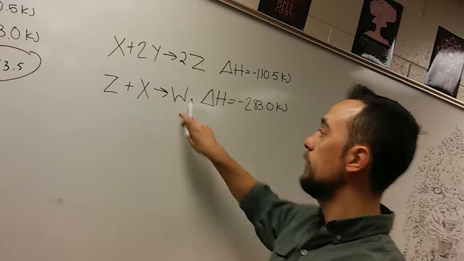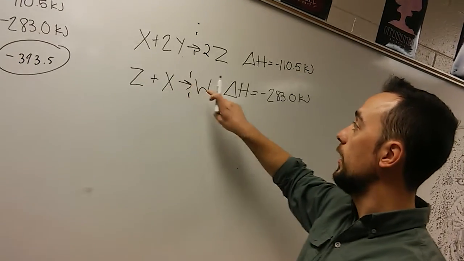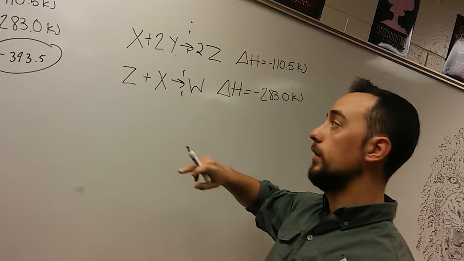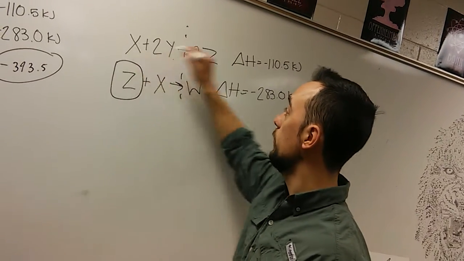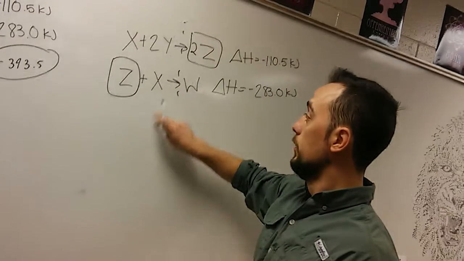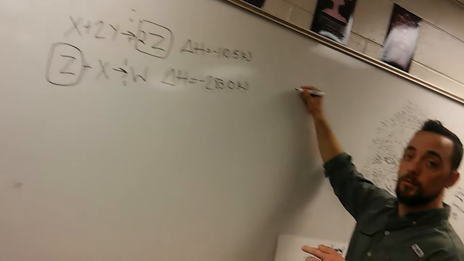Do I have an X on the opposite side of that arrow? No, I don't. Do I have a 2Y on the opposite side of that arrow? No, I don't. Do I have a Z on the opposite side of that arrow? Yes, I do. So I'm going to square both of those. Do I have an X on the opposite side? No, I don't.